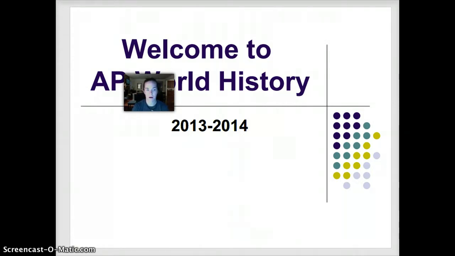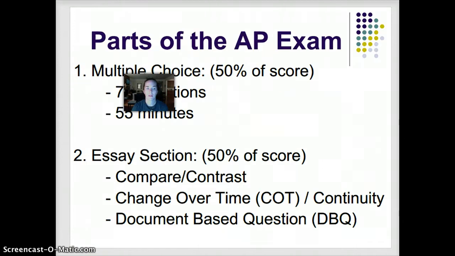First up is the parts of the AP exam. The AP exam consists of 2 parts. The first part is the multiple choice, which is 50% of your score, and it consists of 70 multiple choice questions, and you have 55 minutes to answer them.